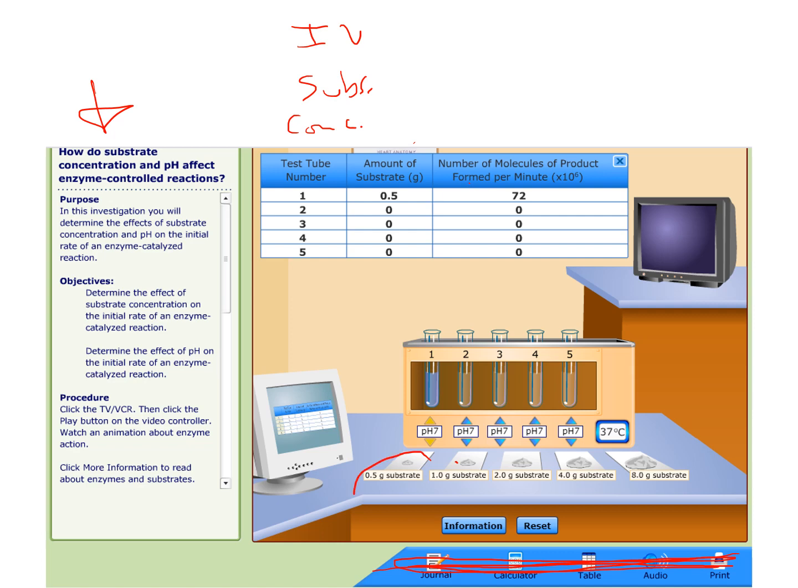And so you're going to be adding different amounts of these substrates. There's 0.5, 1, 2, 4, and then 8 grams over there.